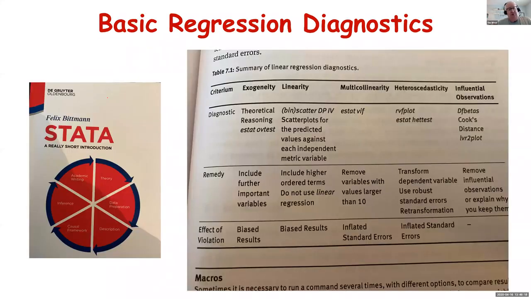One thing that is in your book, and Michelle was holding up the book a minute ago, is in table 7.1. They do a nice little summary of the types of challenges that you can face. What diagnostic do you use and what's the remedy?